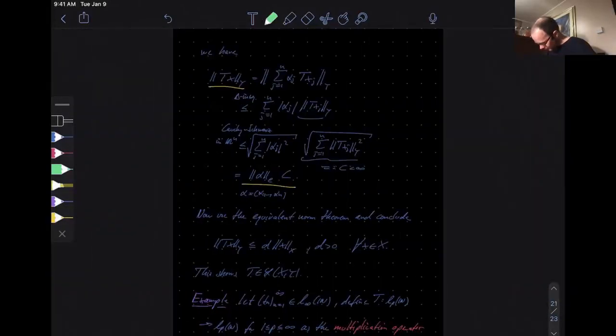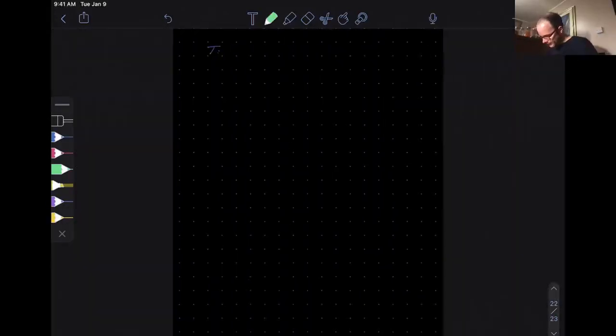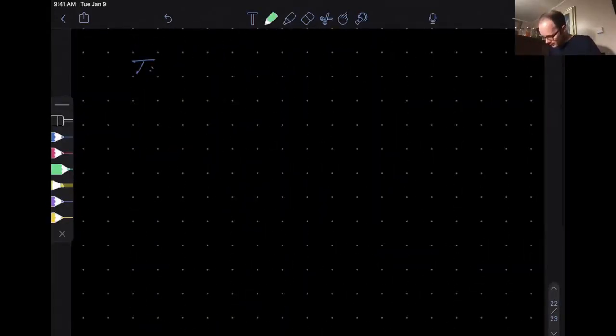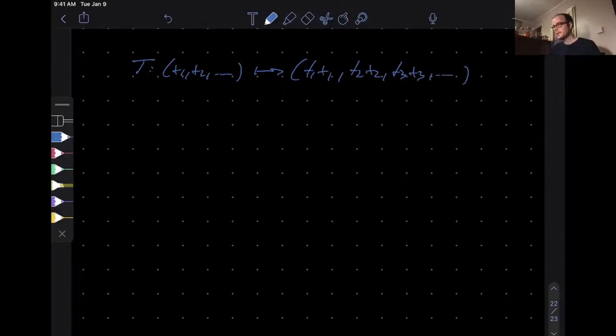Yeah, page 21. So what does the thing do? Well, it multiplies by the sequence T, that's why it's a multiplication operator. So it maps the given sequence to the following one. It multiplies each entry of the sequence with the corresponding entry in the T sequence. Like this.